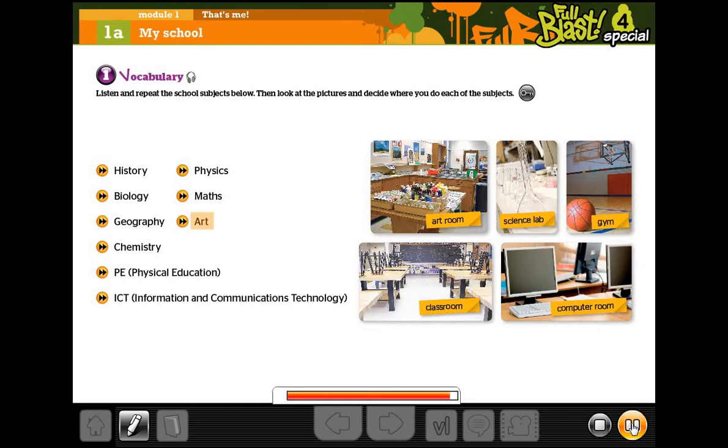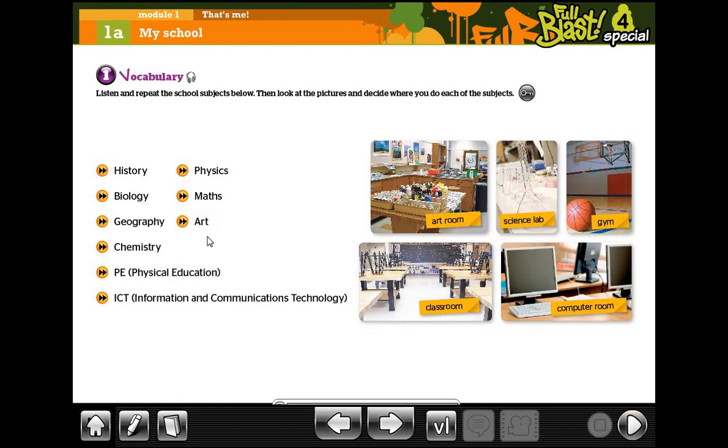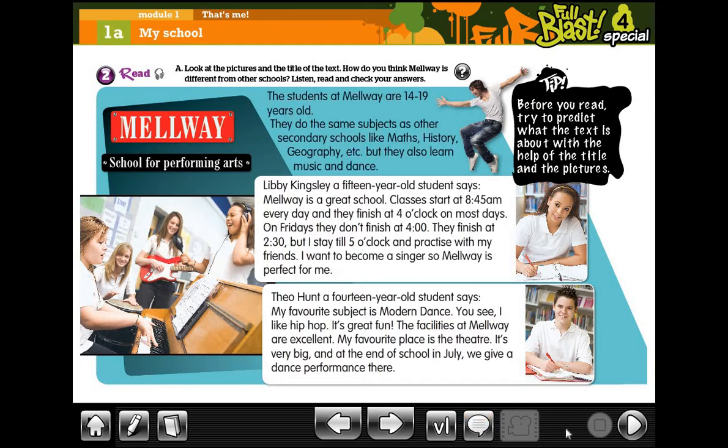The last one? Art. Repeat after me. Art. Where do you do art? Very good. In the art room. So, all of these are the school subjects that you do and learn at school. Also, as you can see here, all the school subjects start with a capital letter. So now, let's move to number two. Don't forget to bring your highlighter.